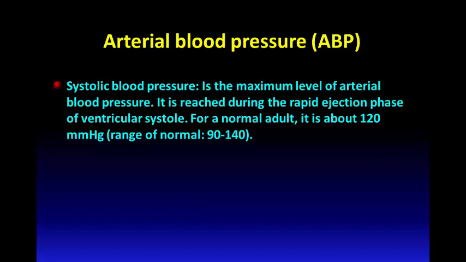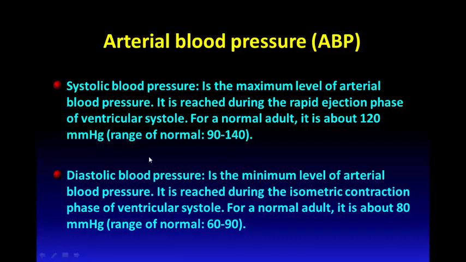The systolic blood pressure is the maximum level of the arterial blood pressure in the systemic arteries, and as I've just mentioned, it is reached during the rapid ejection phase of ventricular systole. In a normal adult, it's about 120 millimeters of mercury, but it might range from 90 to 140 millimeters of mercury. See, the normal range for the systolic blood pressure is 90 to 140 millimeters of mercury.